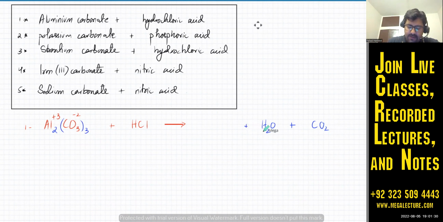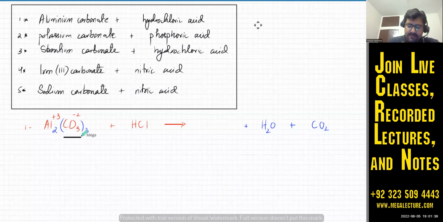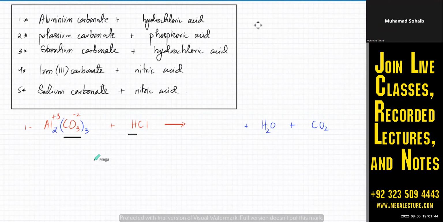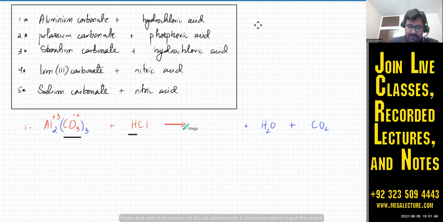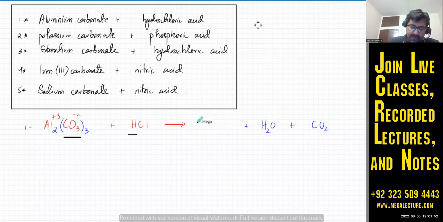So what did I tell you? Remember this, just make it simple: the H and the CO3 combine and form water and carbon dioxide, right? Whatever is left is your salt. So Al and Cl, you've got aluminium chloride. Exactly, aluminium chloride. Al and Cl, that's what's left. So that is going to be your salt.